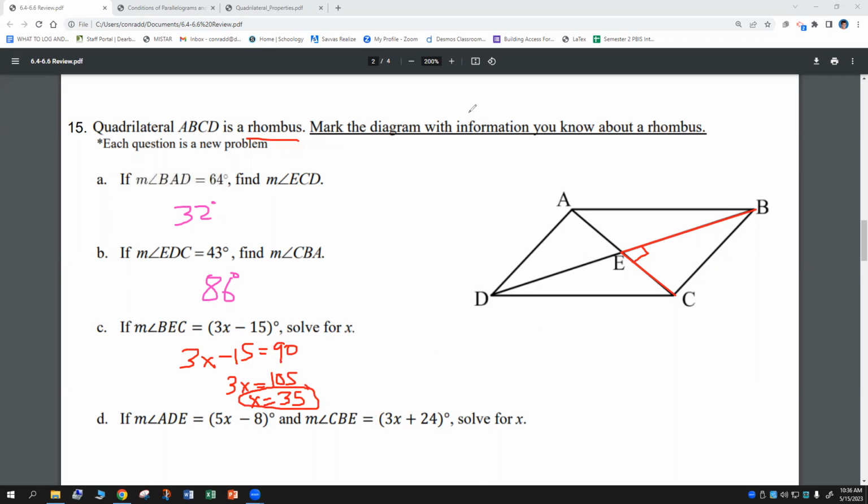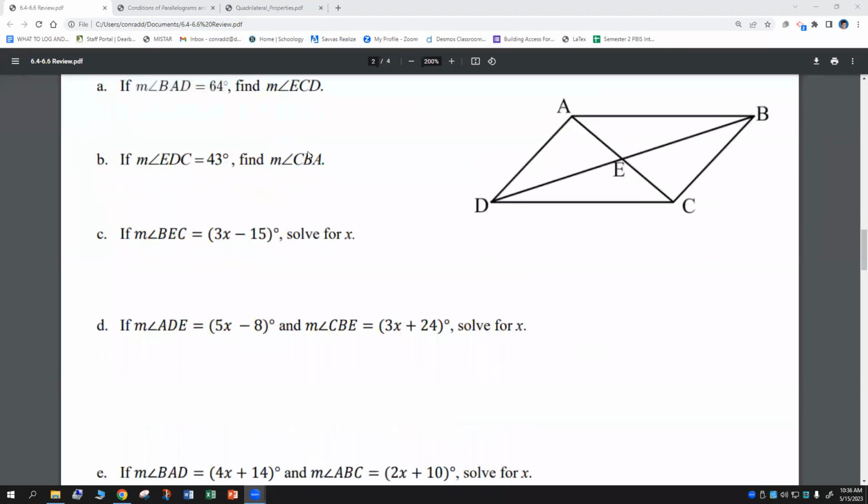All right, x equals 35. All right, D down here, I got to scroll down a bit. Okay, angle ADE, that's this one right here, where it's going to be 5x minus 8. And angle CBE is going to be 3x plus 24.